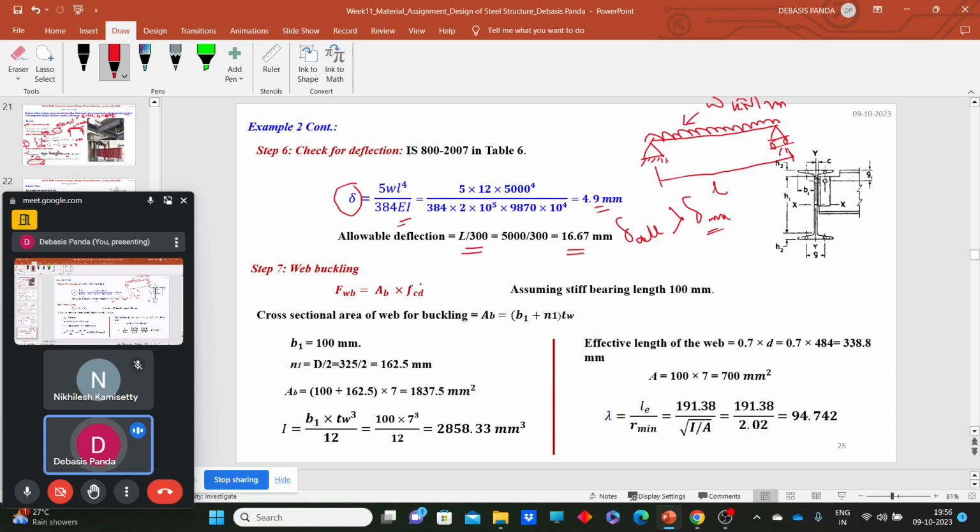Now we need to calculate the web buckling. So web buckling strength FWB can be easily calculated by AB, that is nothing but the buckling area we are considering for this calculation, and the value of FCD.